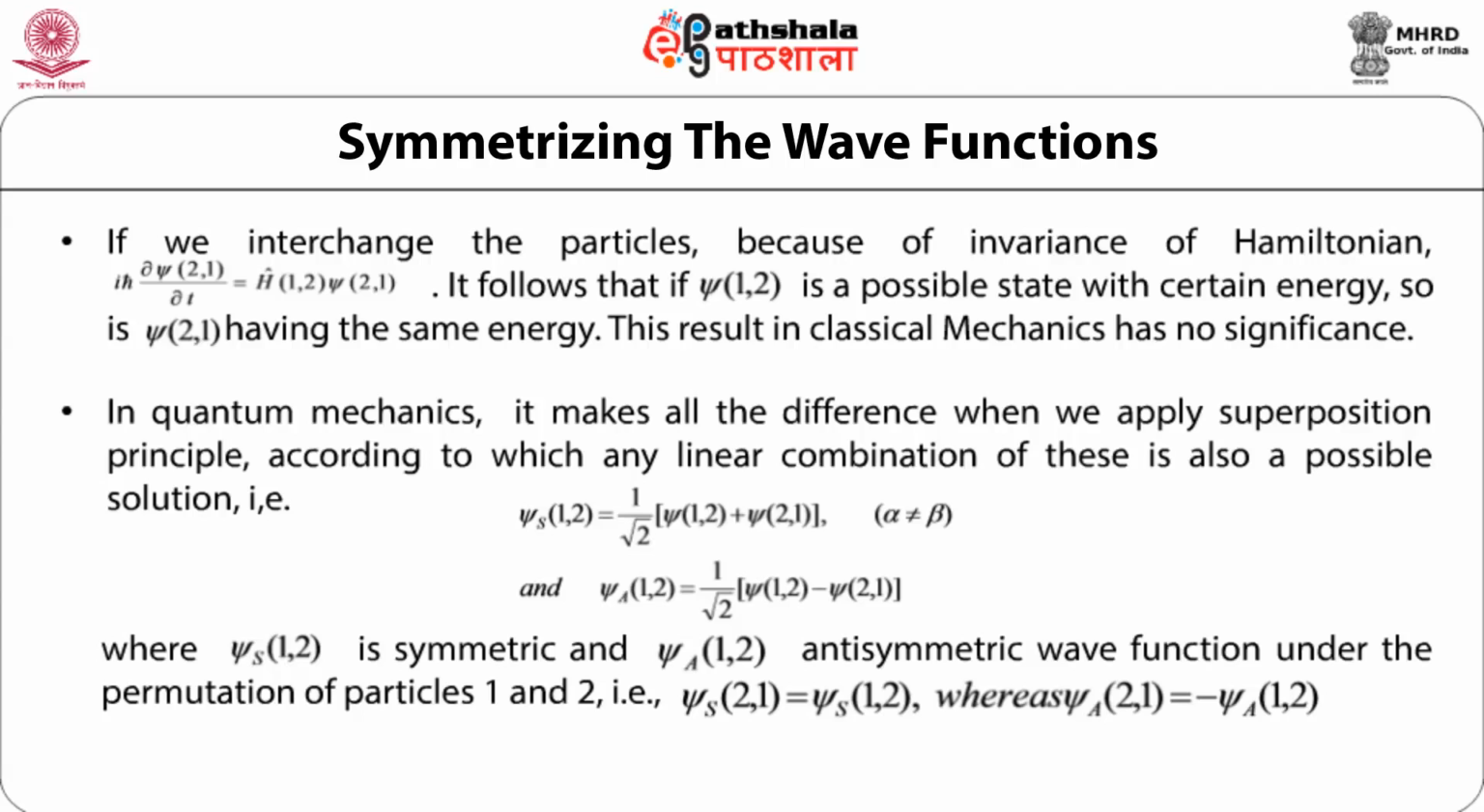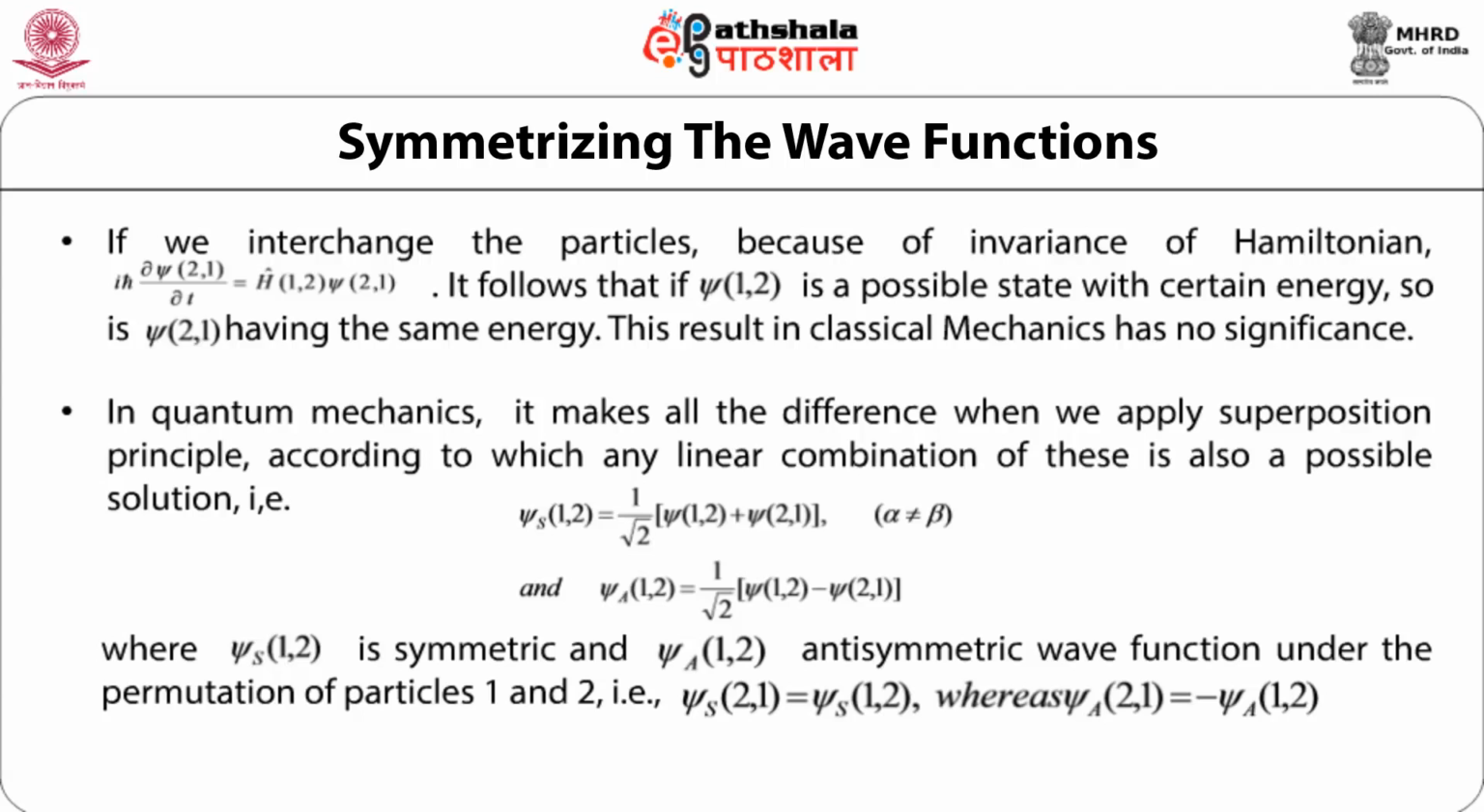And the other wave function that we get as a linear combination of these two wave functions is psi subscript a12 equals 1 upon under root 2 whole times bracket open wave function psi12 minus wave function psi21, again with the same condition that the state alpha is not equivalent to the state beta.